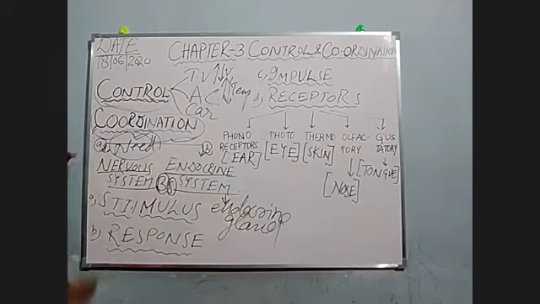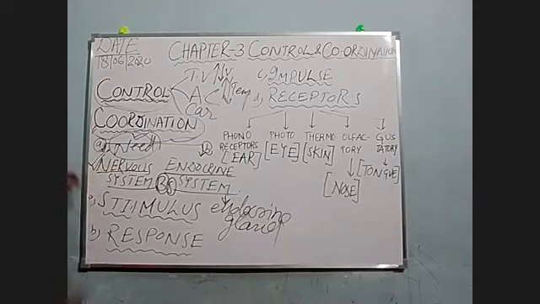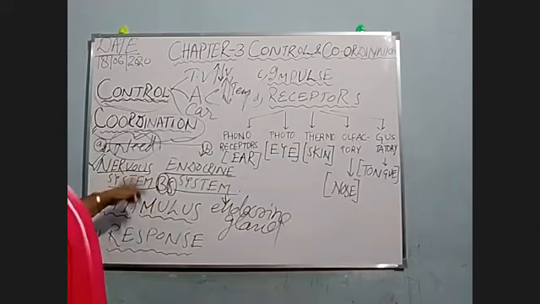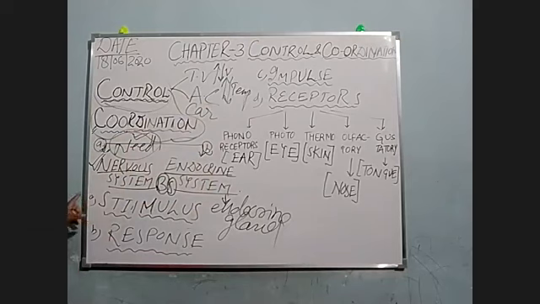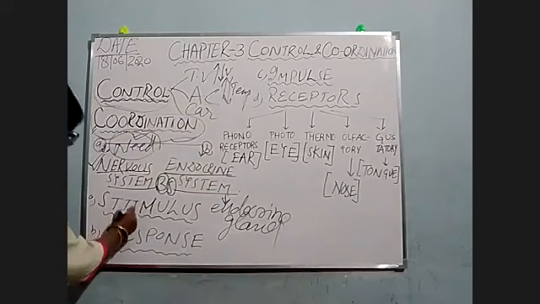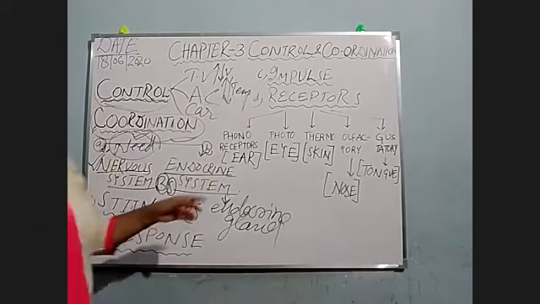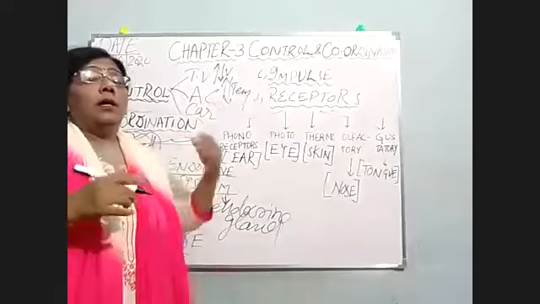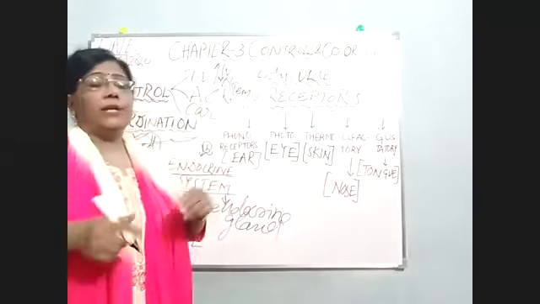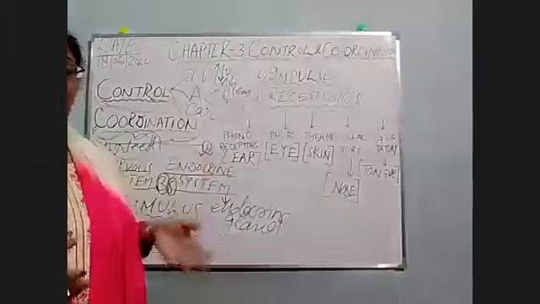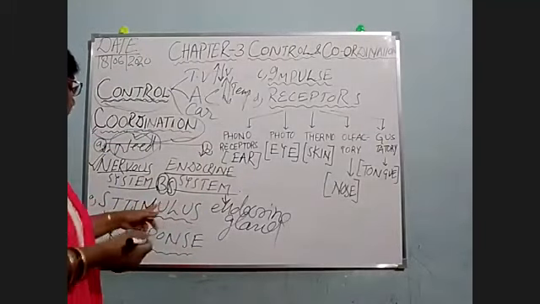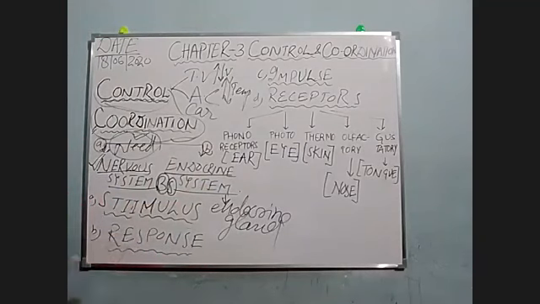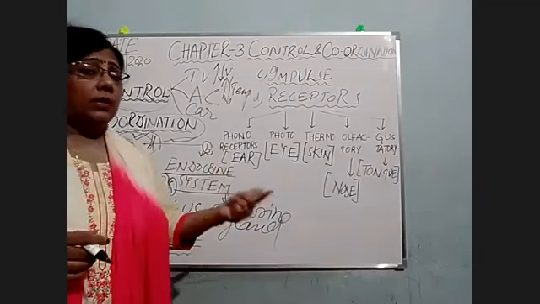So first of all, we will start with the nervous system in our body. But before starting the nervous system, we will discuss 4 terms which you should know. Number 1, stimulus. What is a stimulus? A stimulus is any detectable change in your external or internal environment which compels the organism to react. That is called stimulus. And what is response? The reaction of the body towards the stimulus.